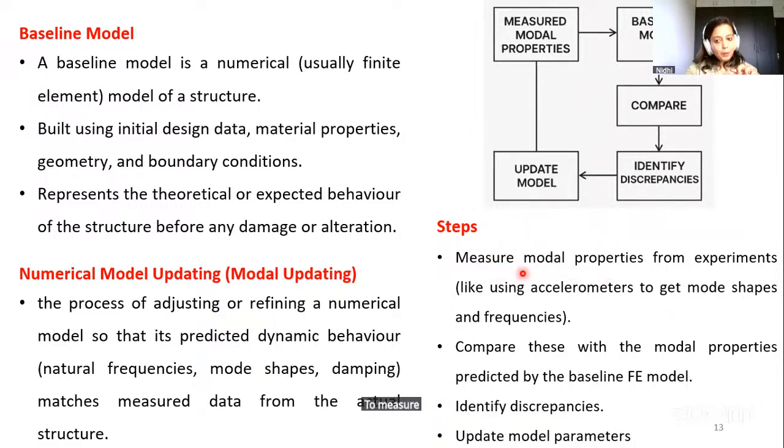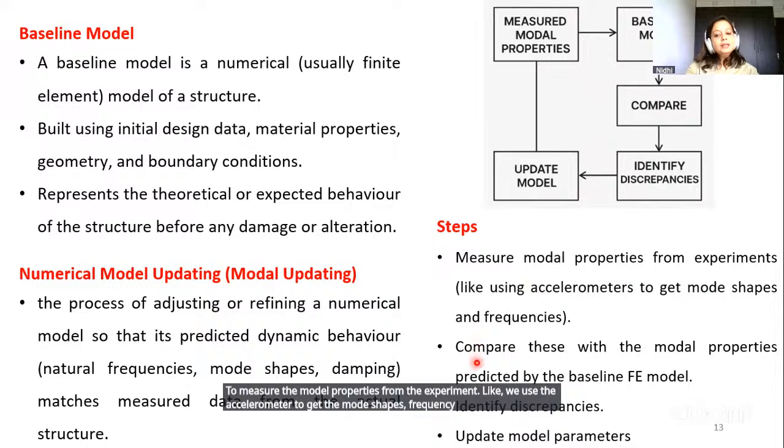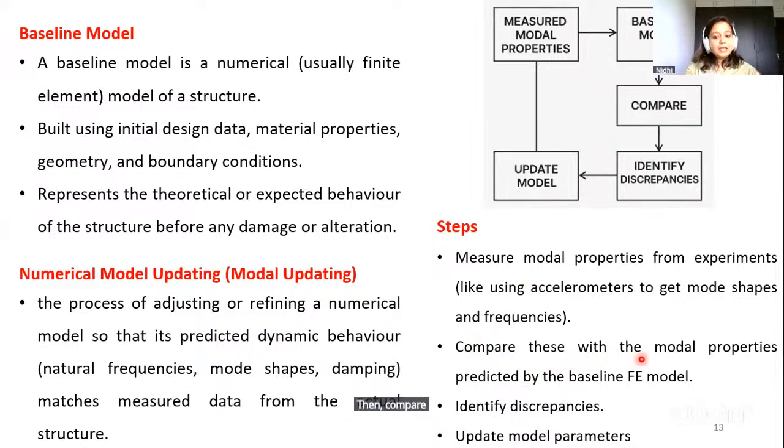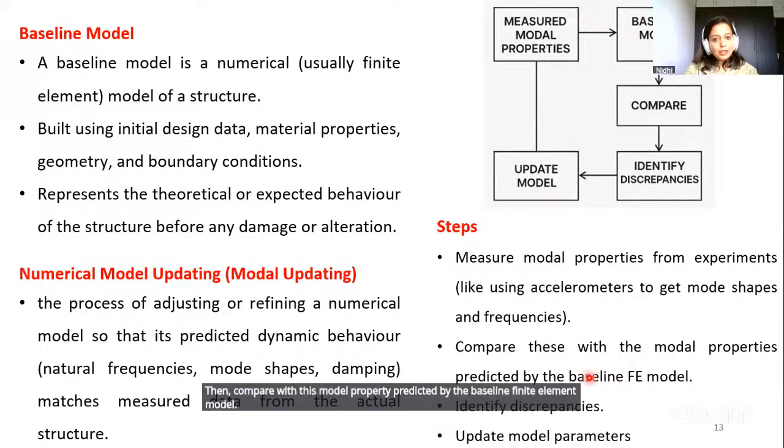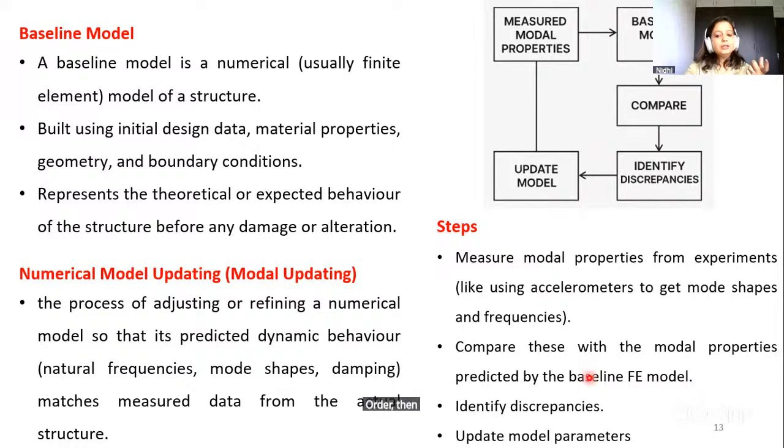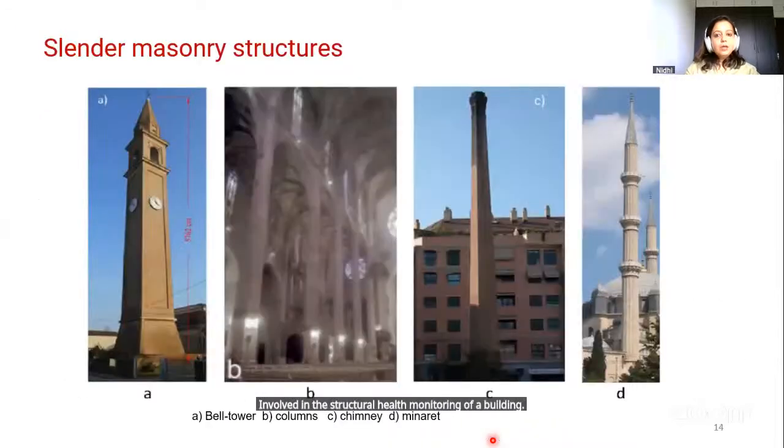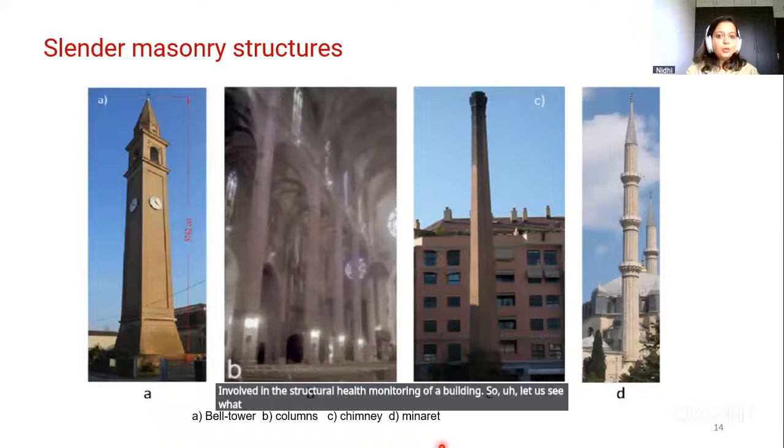These are the steps involved. Measure the modal properties from the experiment, like using the accelerometer to get the mode shapes, frequency, etc. Then compare with the modal properties predicted by the baseline finite element model. Then we see what the discrepancy is, whether there is any change. Then we update the model parameters. This is the overall process involved in the structural health monitoring of a building. So let us see what type of structure was used, and we will discuss the case studies.